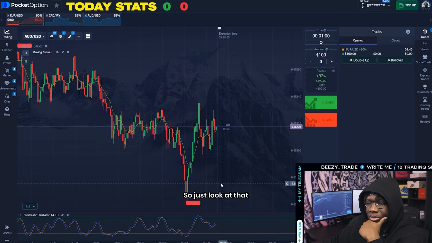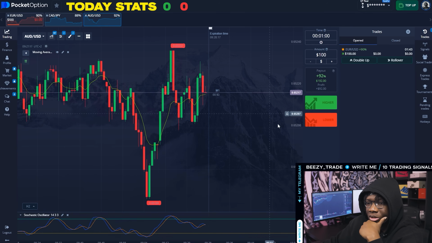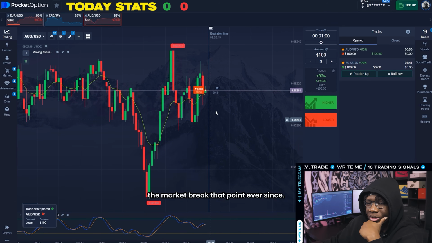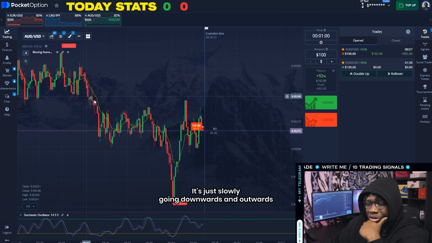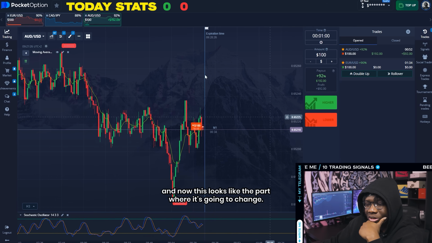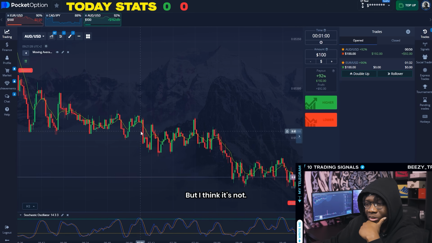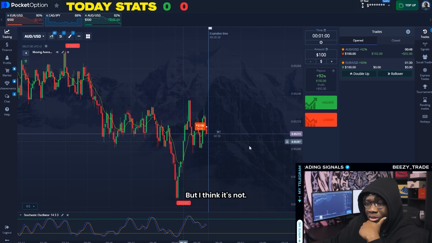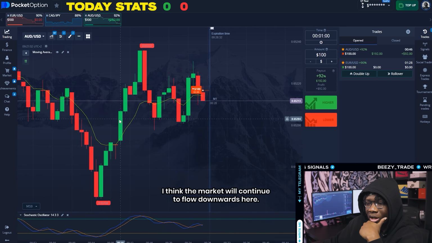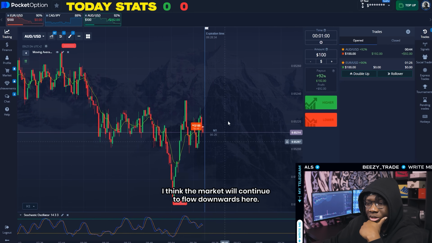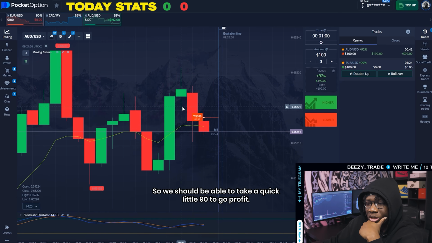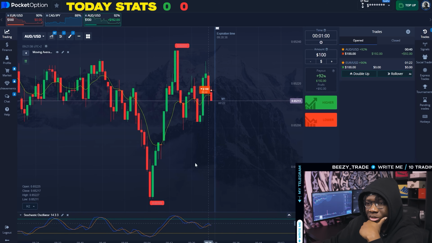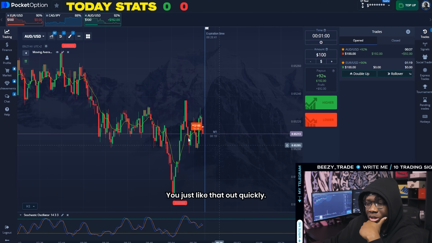So let's look at that. And we don't see the market break that point ever since. It's just slowly going downwards and downwards and downwards. And this looks like a point where it's going to change. But I think it's not. I think the market will continue to flow downwards here. So we should be able to take a quick little $92 profit, be able to snipe that out quickly.